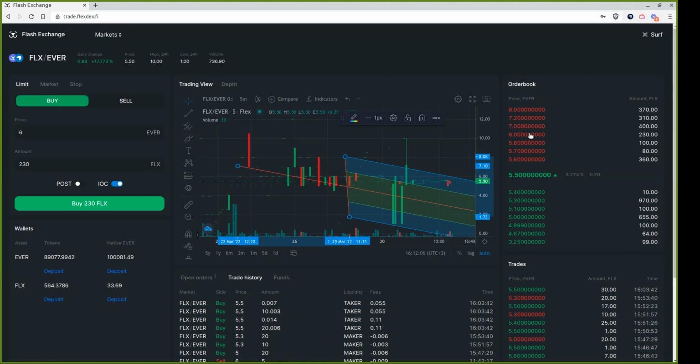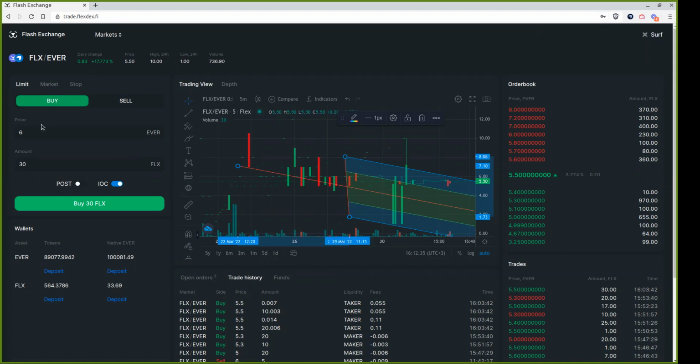So if I click here, 6 and 230, 230 tokens on 6, I can buy some of them. Let's say I want to buy like 30. Immediate or cancel, this works. This flag means that the order will be executed or not. If it's not executed, I will get the funds back. So let's put this order. I'm going to buy here, and a limit order will not perform this operation like that.